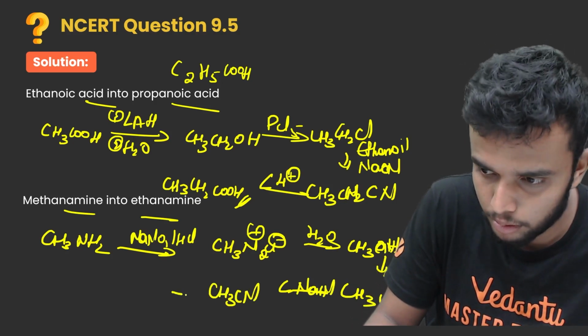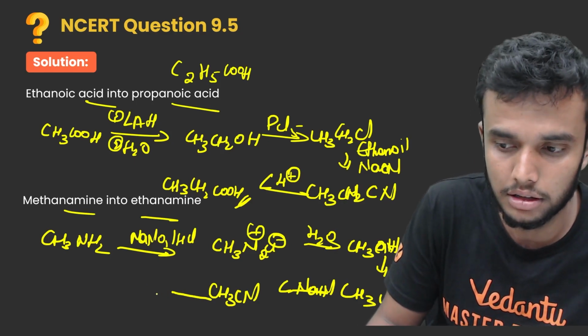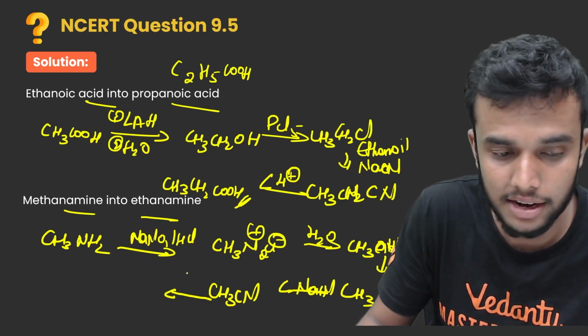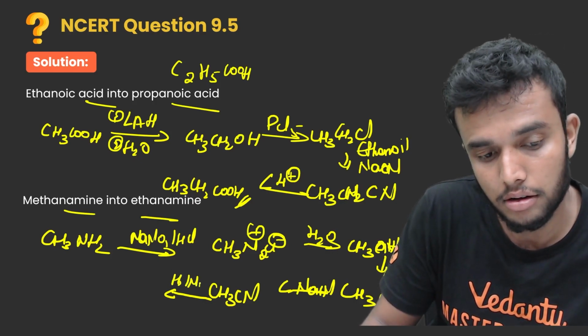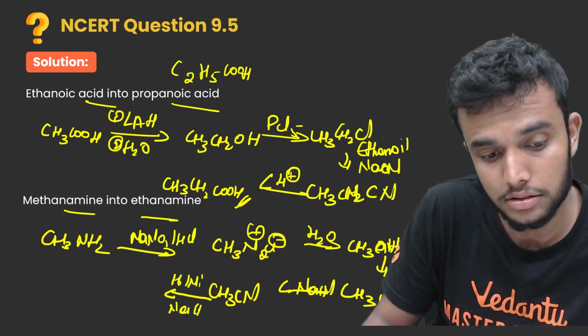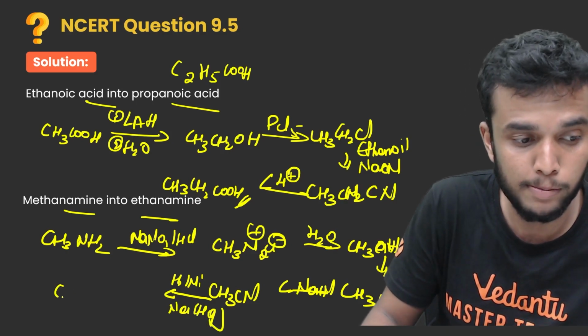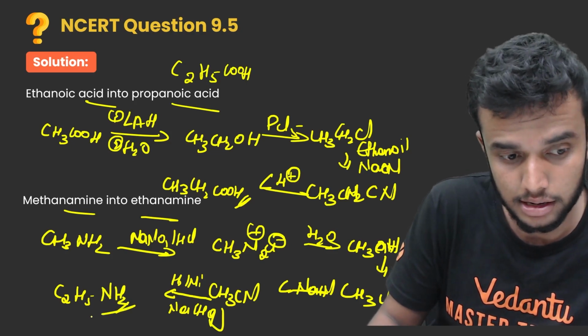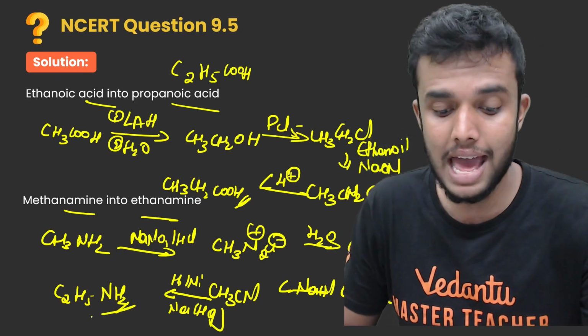Next, same, it reacts with ethanolic NaCN, giving the CH3CN group. Then it reacts in the presence of a reducing agent. Then what does it yield? It yields C2H5NH2, the ethanamine group. Yes. Clear, students?